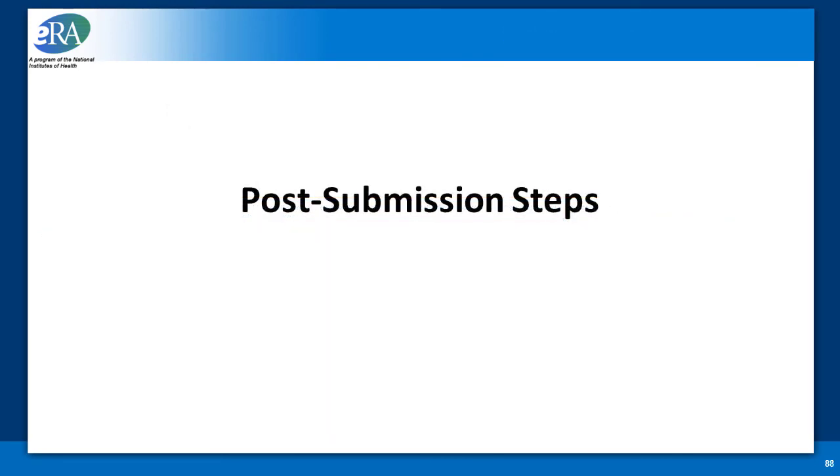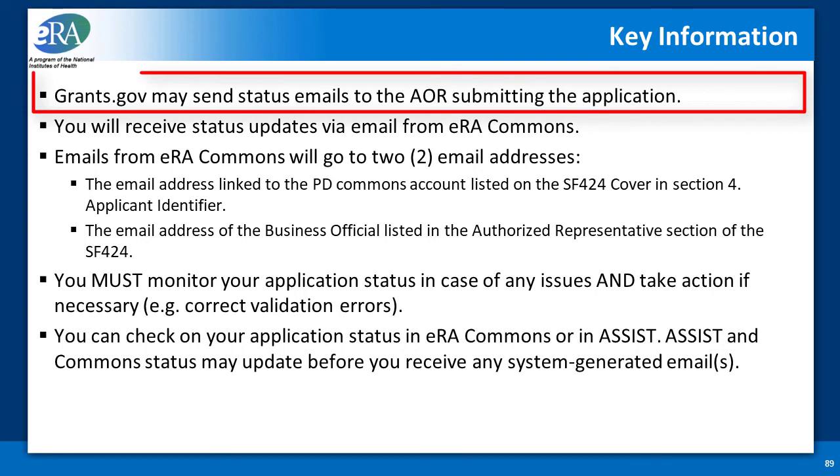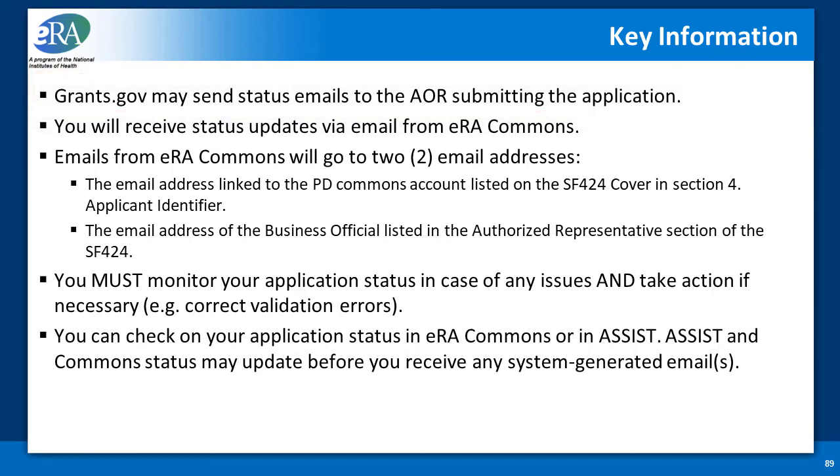This final section will cover what steps you will need to take after submitting your application. After you submit your application, it will be processed by grants.gov. As it is received and validated, grants.gov will send status emails to the AOR who submitted the application. Once the application is successfully processed by grants.gov, it will then be routed to ERA Commons, where it will undergo additional data validation checks before it is fully considered submitted.